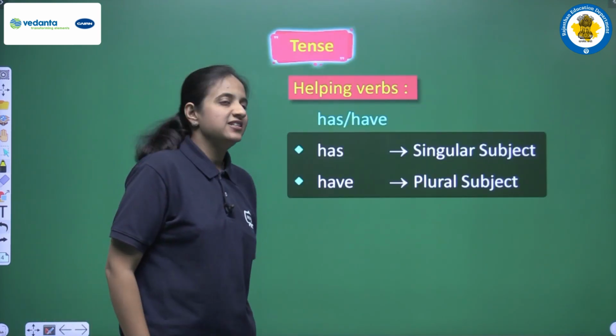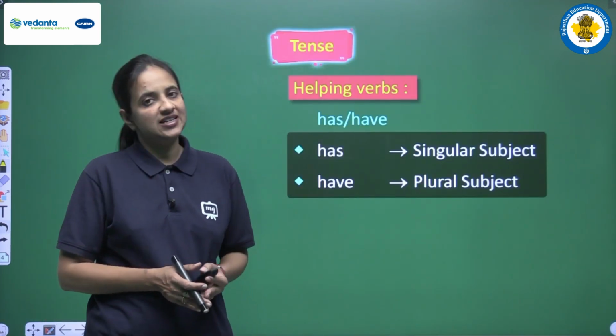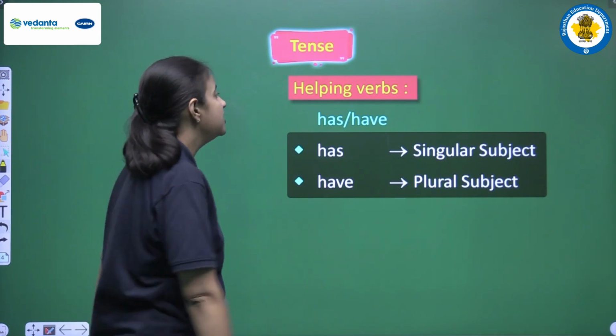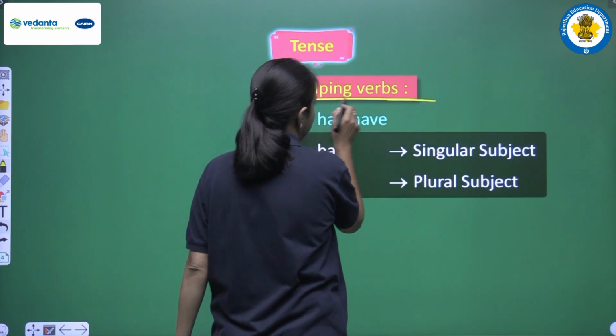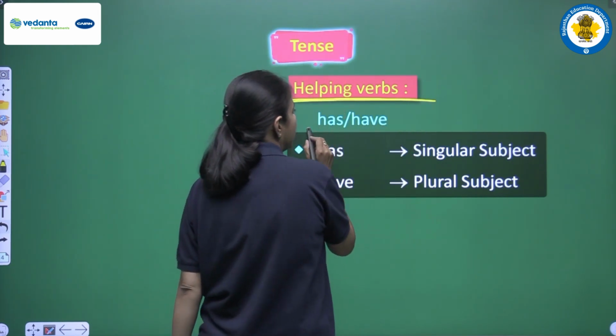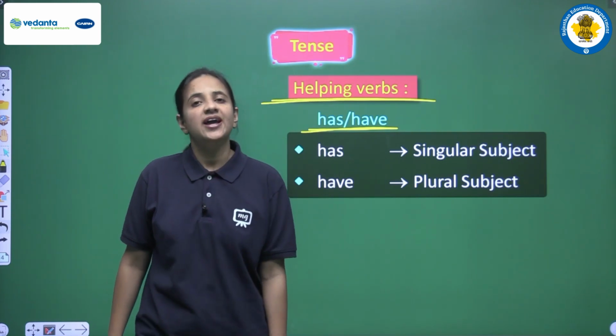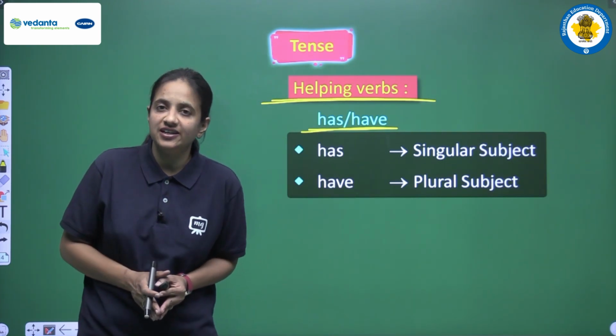So first of all, let's see some of the rules, or we can say let's see the helping verb and main verb of this tense, that is present perfect tense. So first of all, we are talking about the helping verbs. So in this tense we are having two helping verbs. So first is has and second is have, and till now this thing is clear to all of you.